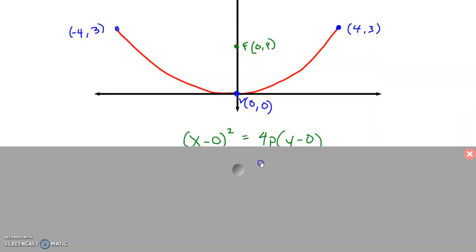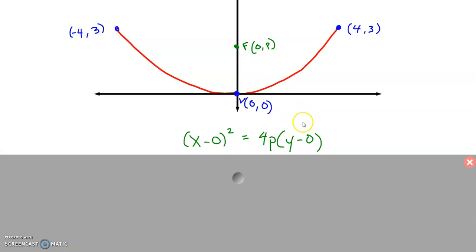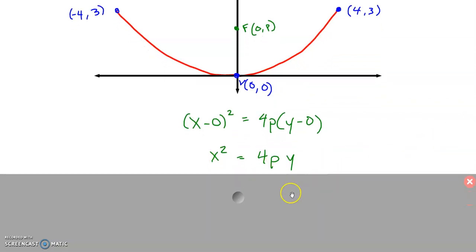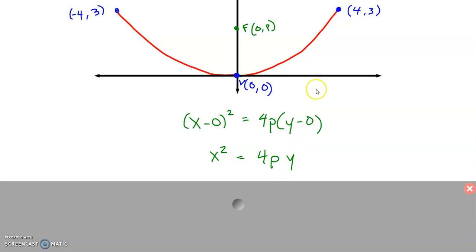So now I'm going to write an equation for this parabola. Because it opens up, I know x is the term that's squared, and because it's up, I know p will be a positive number, but I don't know what p is yet. I know that the vertex is 0, 0, so I can plug in 0, 0 there, and then I get x squared equals 4p times y. Now all I need to do is find p by plugging in either one of these 2 points that I know are on the parabola.